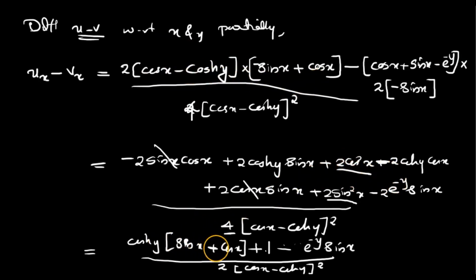So this becomes sin x minus cos x. So cosh y (sin x minus cos x) plus (1 minus e raised to minus y sin x), divided by 2 into (cos x minus cosh y) whole square, is our ux minus vx. Now let's calculate uy minus vy.